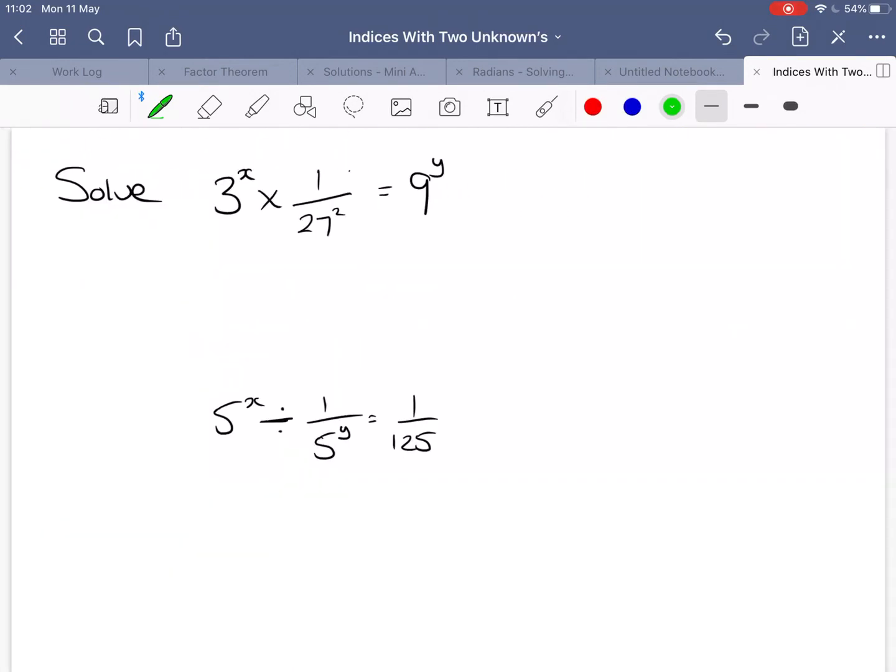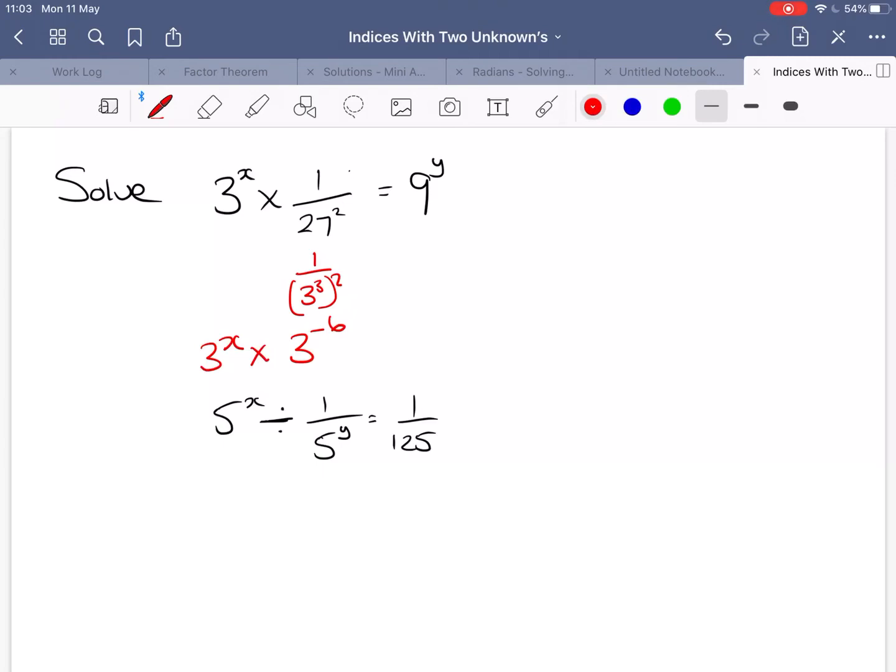Right, I'll do one more example, because sometimes it can all get a little bit mixed up. So, 3 to the power x times 1 over 27 squared equals 9 to the power y. Now, we can see these are all based on 3 to the power of. So, 1 over 27 squared is 1 over 3 cubed squared. So that's 1 over 3 to the power 6, which is 3 to the power of minus 6.